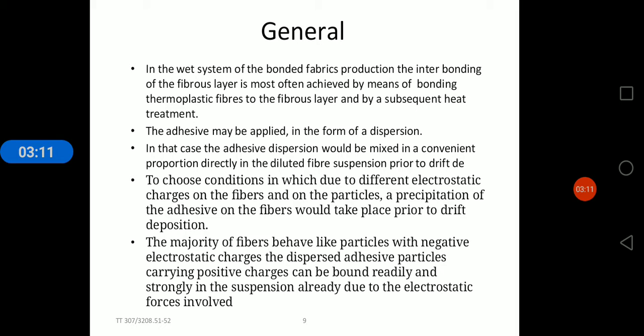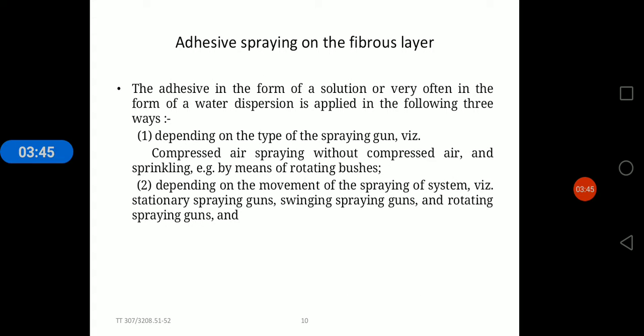to drift deposition, choosing conditions in which, due to different electrostatic charges on the fibers and on the particles, a precipitation of adhesive on the fibers would take place prior to drift deposition. The majority of the fibers behave like particles with negative electrostatic charges, and dispersed adhesive particles carrying positive charges can be bound readily and strongly in the suspension already due to the electrostatic process involved.